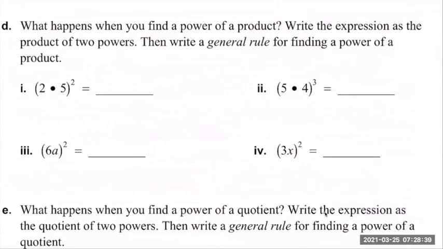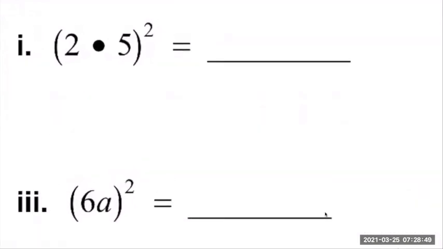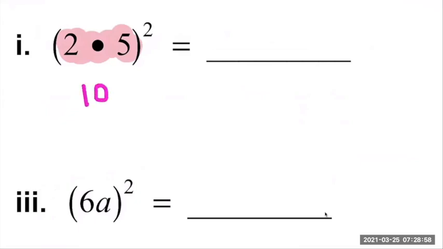Alrighty, so now we have a few more. This is just another thing when you've got multiple things going on. We're going to do this 2 ways. We're going to start by doing what's in the parentheses first. So I have 2 times 5, that gives me 10, 10 squared gives me 100. That was pretty easy.